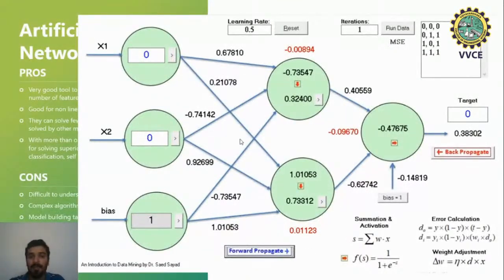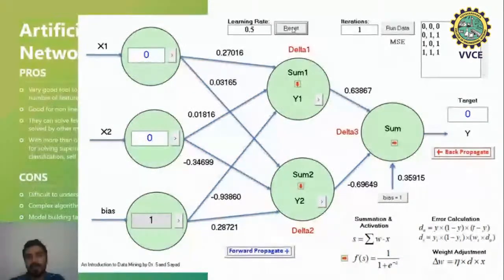Okay, anyway, let's not do it one by one. Let me just reset this again. So now this entire network got reset, initialized. Now let me just do iteration 1. What happens is this is nothing but your epochs. If you set it as 1, it will run one epoch, which means one forward propagate and one back propagate step.